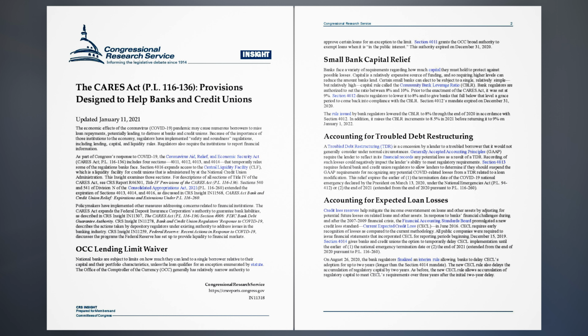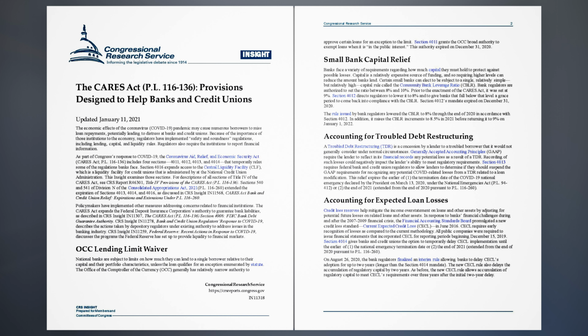For descriptions of all sections of Title IV of the CARES Act, see CRS Report R46301, Title IV Provisions of the CARES Act PL 116-136. Sections 540 and 541 of Division N of the Consolidated Appropriations Act, 2021 PL 116-260 extended the expiration of Sections 4013, 4014, and 4016, as discussed in CRS Insight IN11568, CARES Act Bank and Credit Union Relief, Expirations and Extensions under PL 116-260. Policymakers have implemented other measures addressing concerns related to financial institutions.